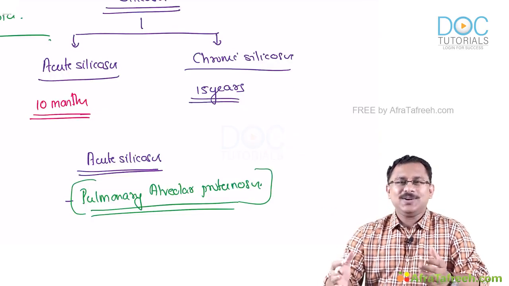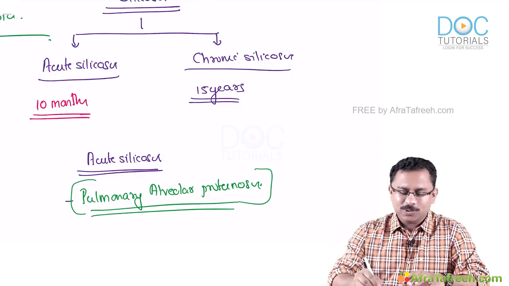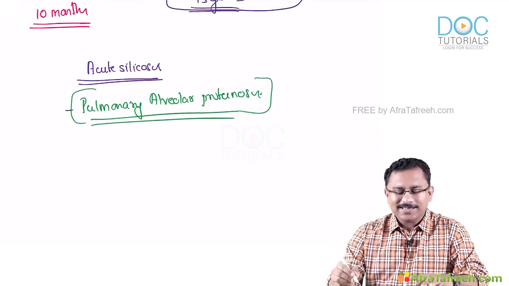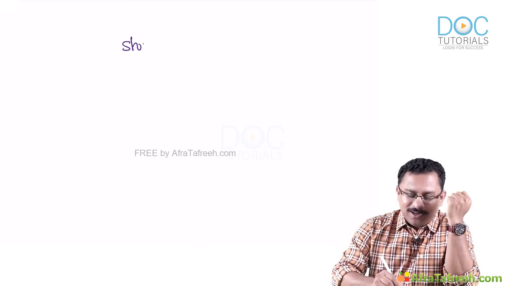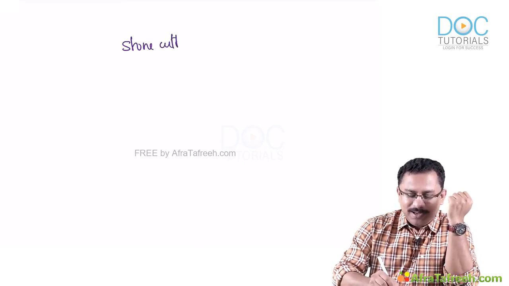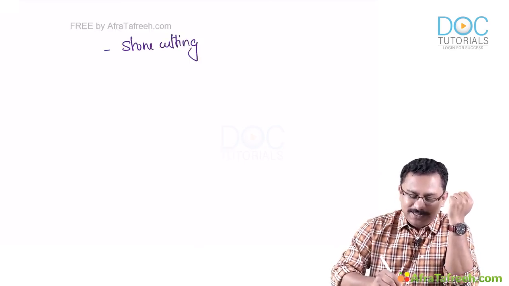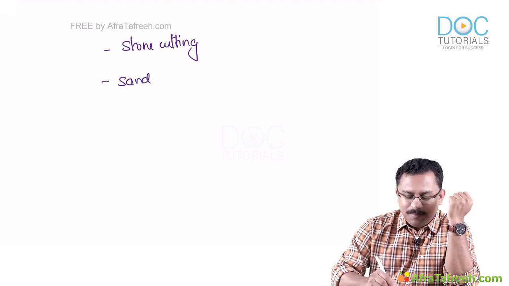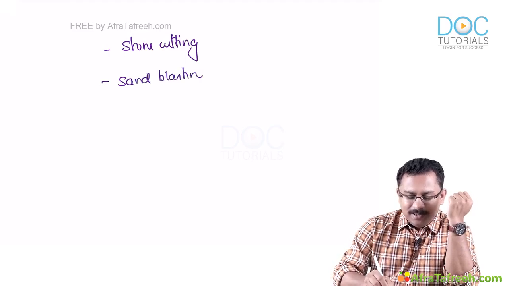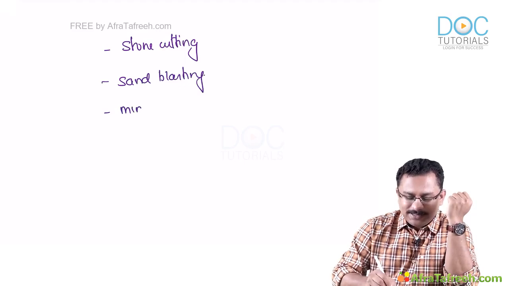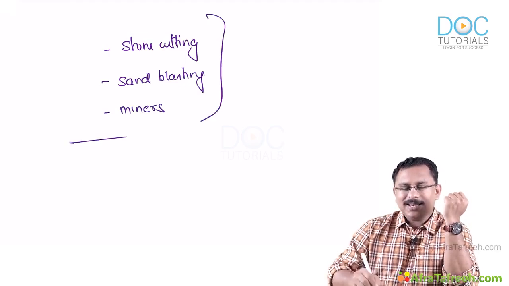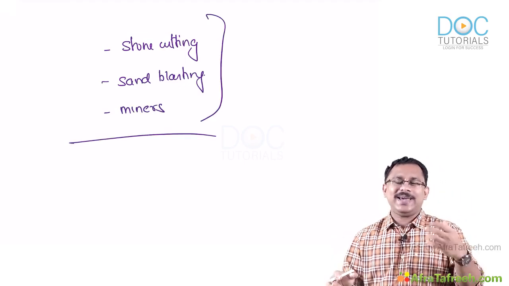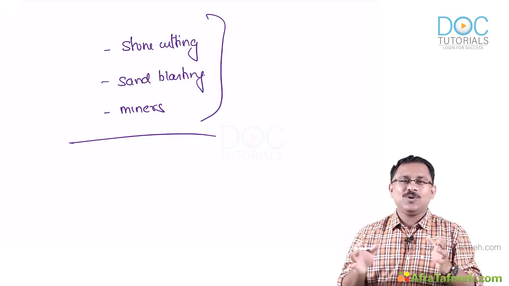So chronic silicosis. Now let's come to chronic silicosis. See, chronic silicosis usually occurs in people who are working in the stone cutting industry, the sand blasting industry, as well as the miners. So these are the occupations where you get your silicosis.